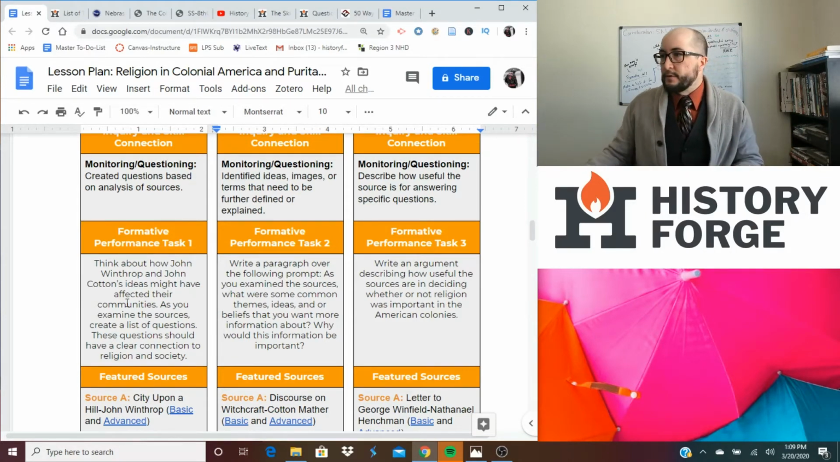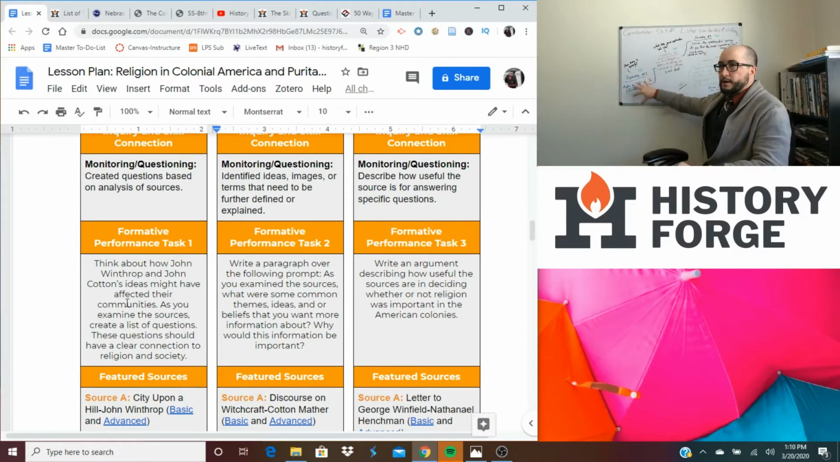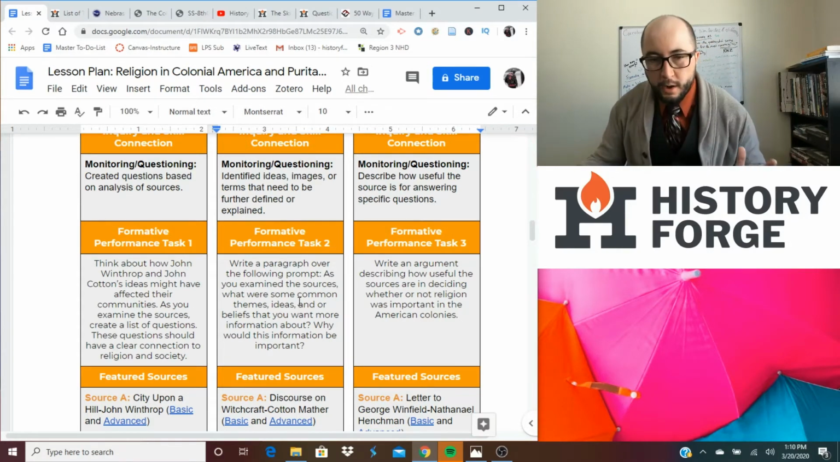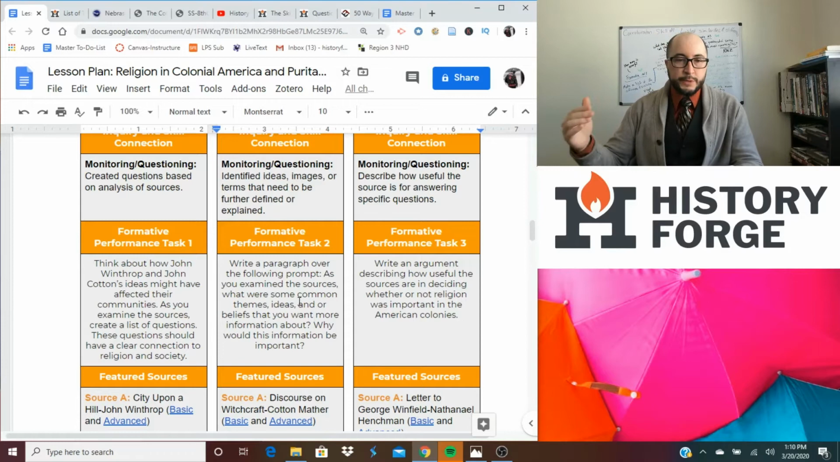So that's this first level, and behind me, it's right here in blue. We have a formative assessment. That's the first step. Now we need to go up to a second step. So right here it says write a paragraph over the following prompt. As you examine the sources, what were some common themes, ideas, and or beliefs that you want more information about? Why would this information be important?